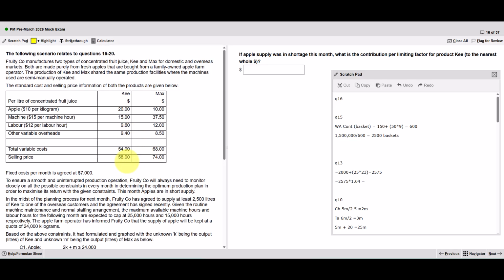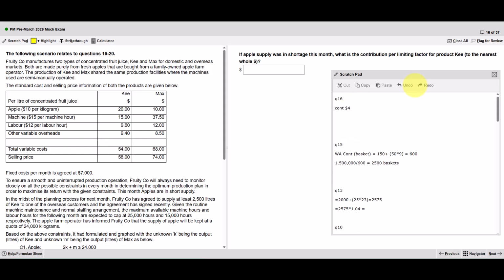So looking at K, our selling price is 58 and our variable costs are 54. Which means our contribution is 4. And in terms of limiting factors, it uses $20 of apples at 10 per kilogram. So that's 2 kilograms. So the contribution per limiting factor is 4/2.